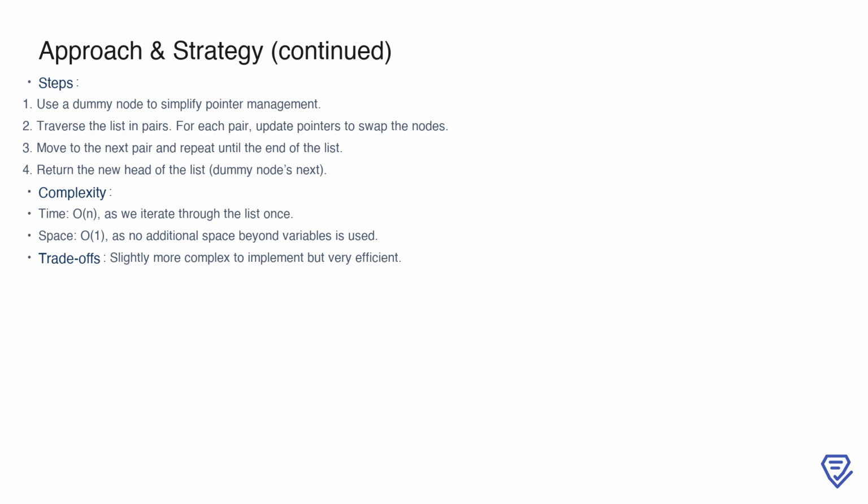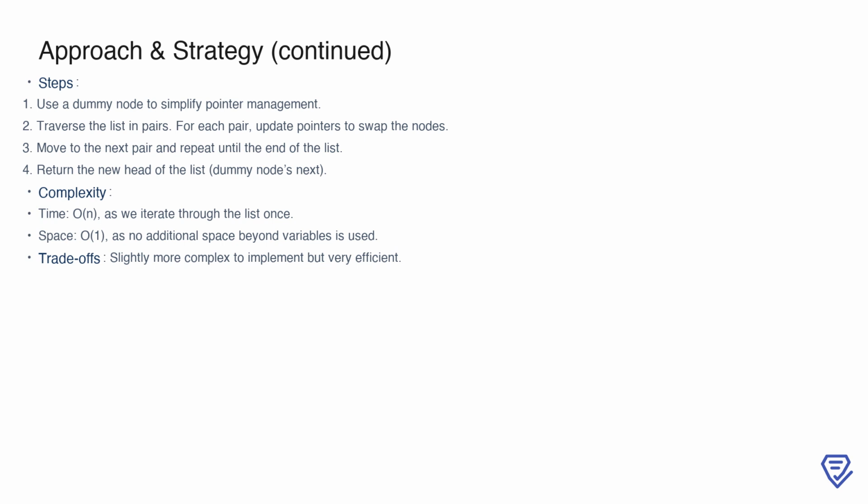This method is designed to be more space efficient while still achieving the same result. To simplify pointer management, we introduce a dummy node, which serves as a placeholder to help us handle edge cases, such as lists with an odd number of nodes. The steps for this approach involve using the dummy node to traverse the list in pairs.